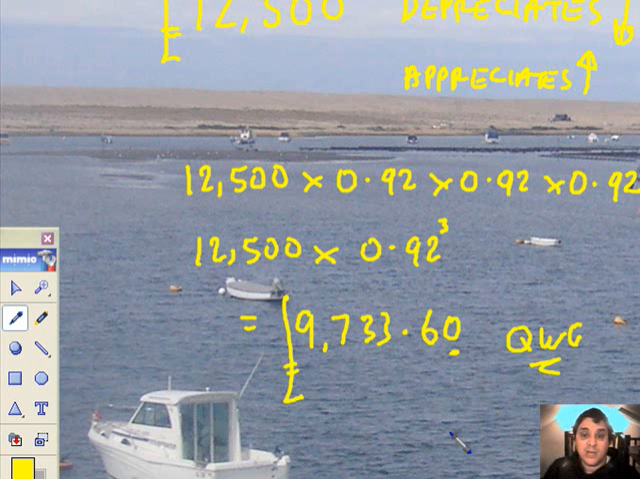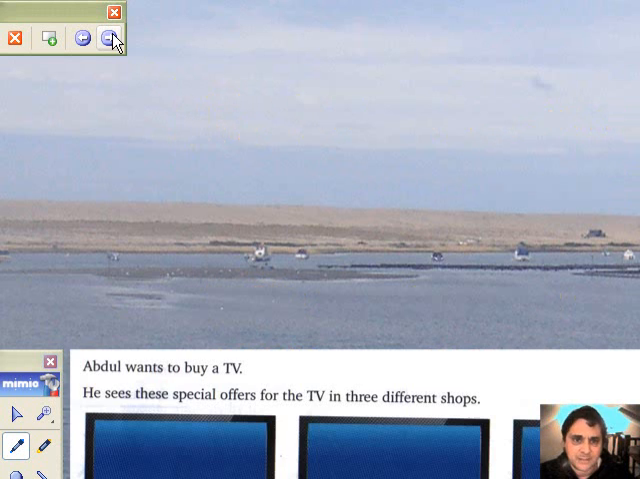So there it is. It's gone down and down and down after 3 years, and taking off 8% each time, we're down to £9,733. Please study this. I did it a bit quickly, and do check the spelling on appreciates.